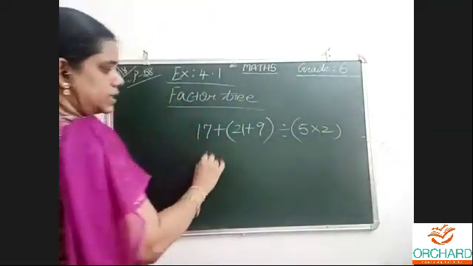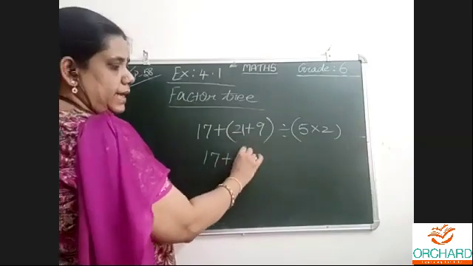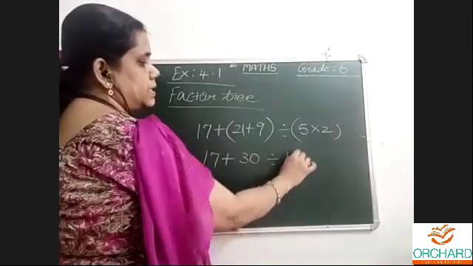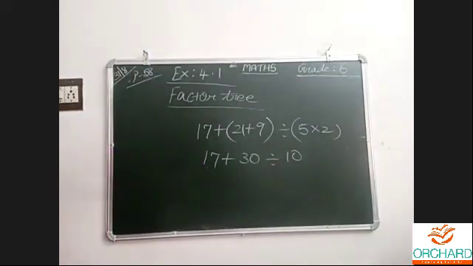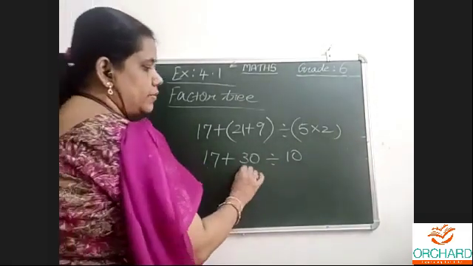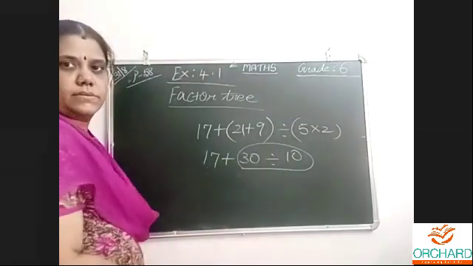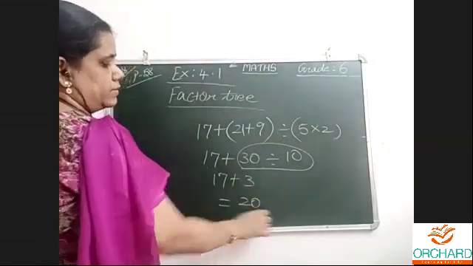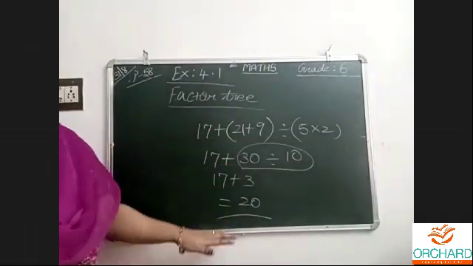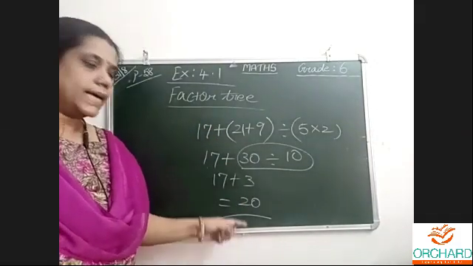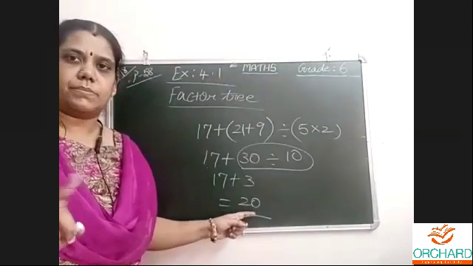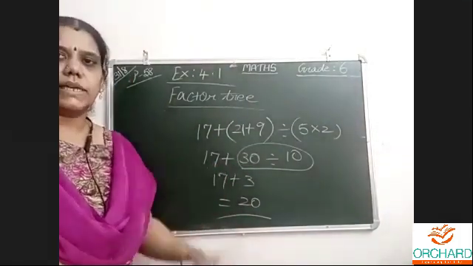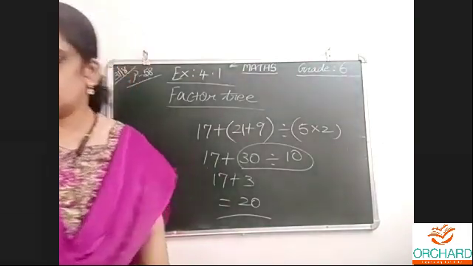Okay. First 17, this bracket, divided by 10. This is the number I checked. Like this it should be, first do this, 17 plus 3, then only 20. If you are doing like this, you will get full marks. Directly if you are writing the step, you will not get marks. Properly one by one, then you'll get full marks. Understood? Thank you.